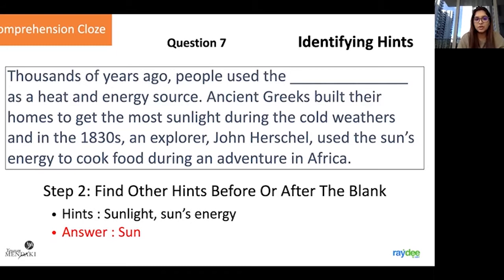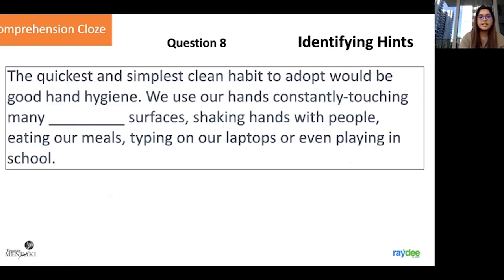So thousands of years ago, people used the sun as a heat and energy source. Ancient Greeks built their homes to get the most sunlight during the cold weathers, and in the 1830s, an explorer, John Herschel, used the sun's energy to cook food during an adventure in Africa. All right. Okay, the next extract also, we are going to apply step 2.